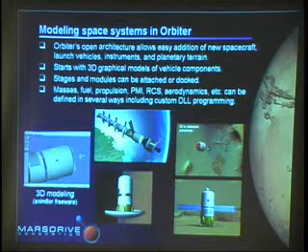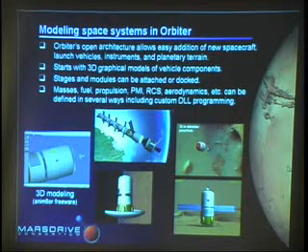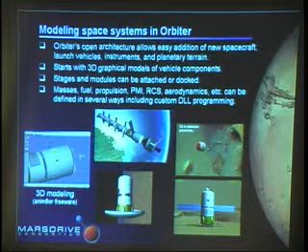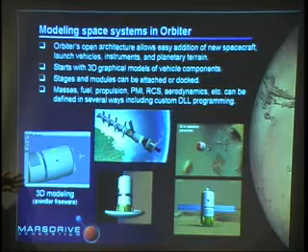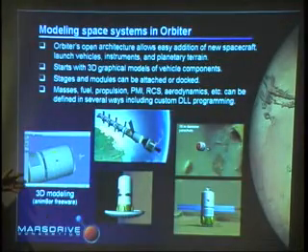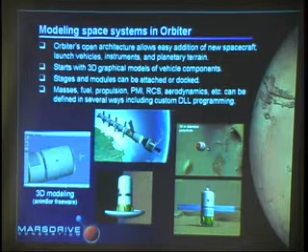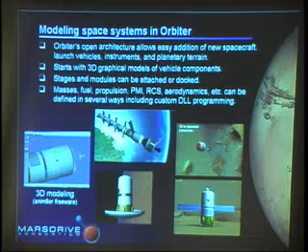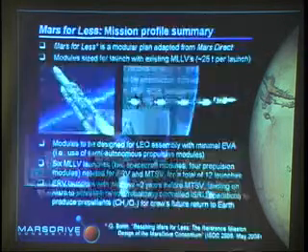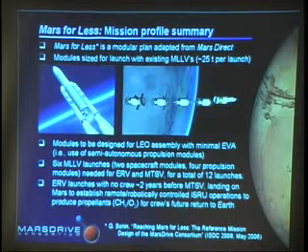Anyway, to model space systems in Orbiter, you make use of the open architecture. You start with a 3D graphic model. And in fact, many of the people who work with Orbiter developing add-ons even use free tools for 3D modeling. So you don't need a CAD program. It's fairly simple 3D modelers. And then you can build in more detail and very quickly bring those spacecraft and systems into the Orbiter solar system, and fly them. It's really fun. Now, Mars for Less is basically a modular mission plan.